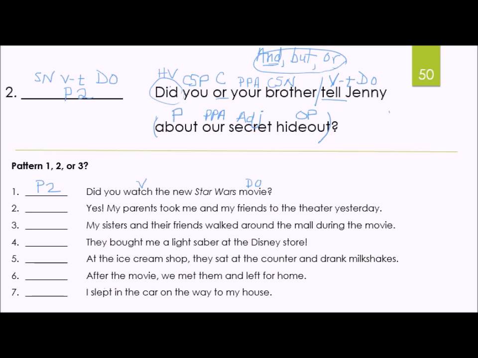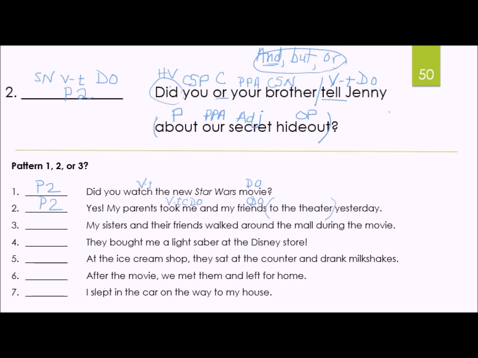Yes, my parents took me and my friends to the theater yesterday. Can you find the verb? What's the action? Took. Took who? Okay, we've got me and friends. So we've got a compound something here. And does it say anything else? Nope. To the theater is a prepositional phrase, so it looks like we've got a double direct object. So this is a compound direct object here. Took me and my friends, so it's just a direct object. So this again is a pattern 2.